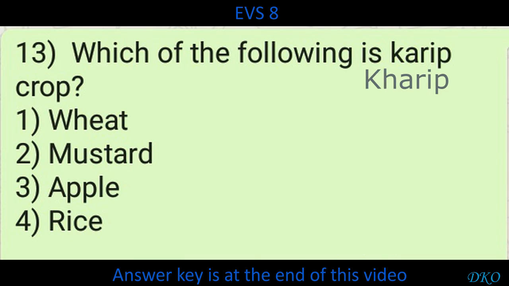Question number 13. Which of the following is kharif crop? Option number 1 is wheat, option number 2 is mustard, option number 3 is apple, and option number 4 is rice.